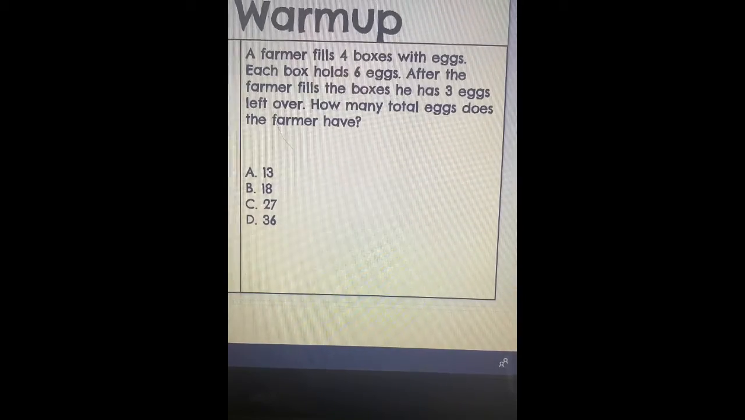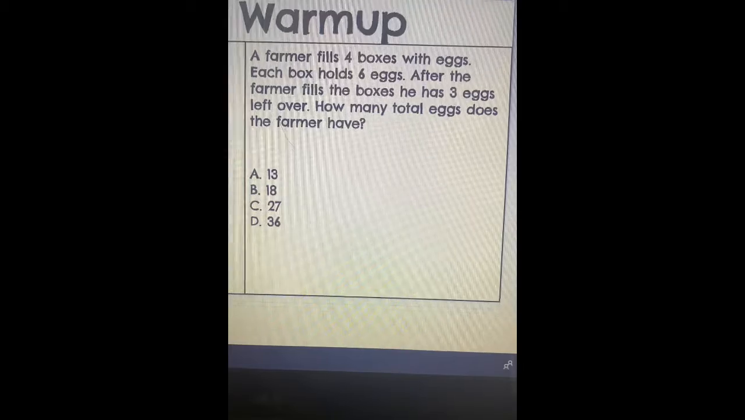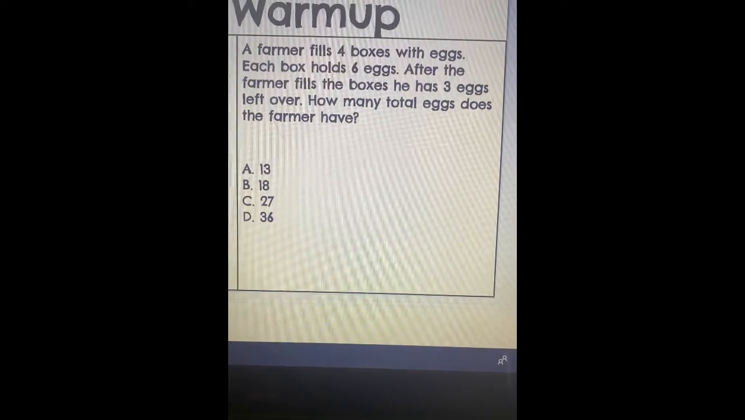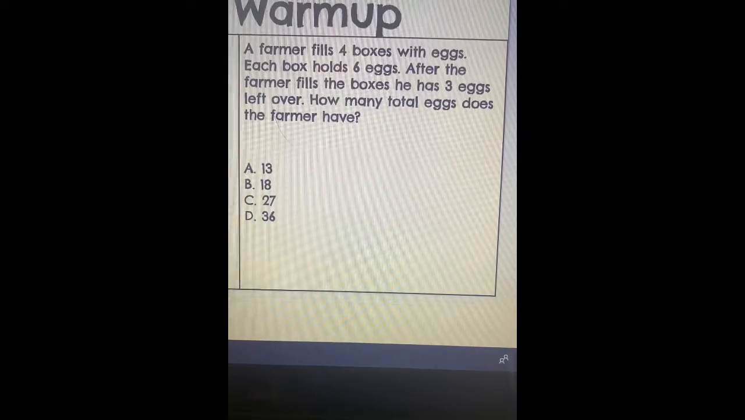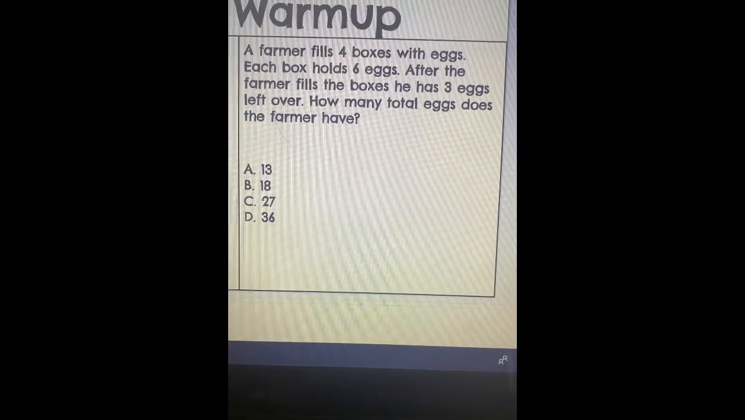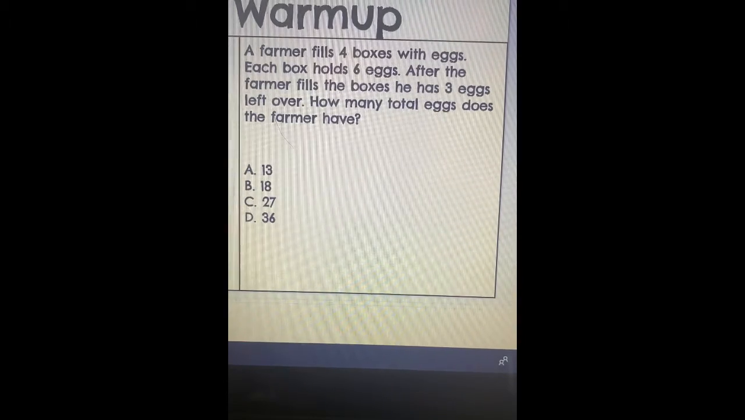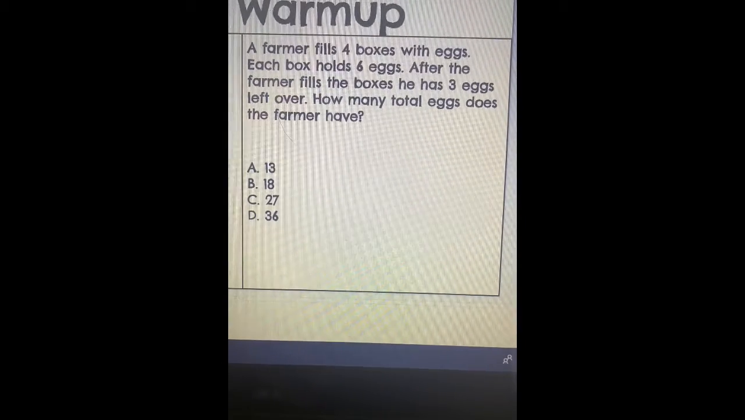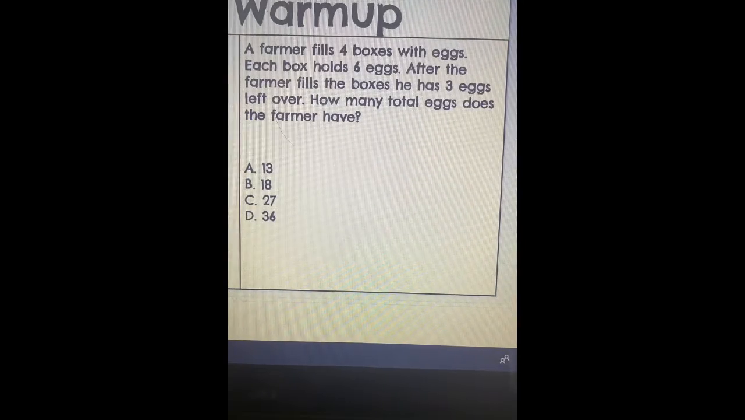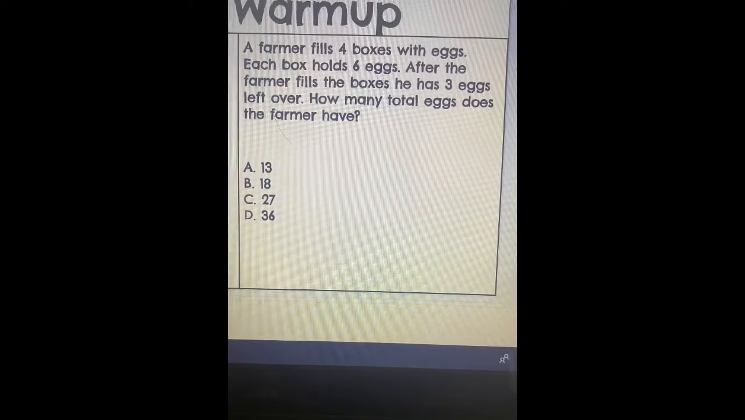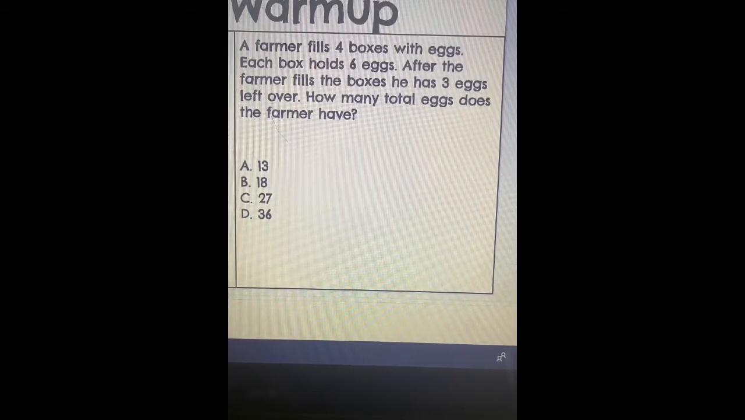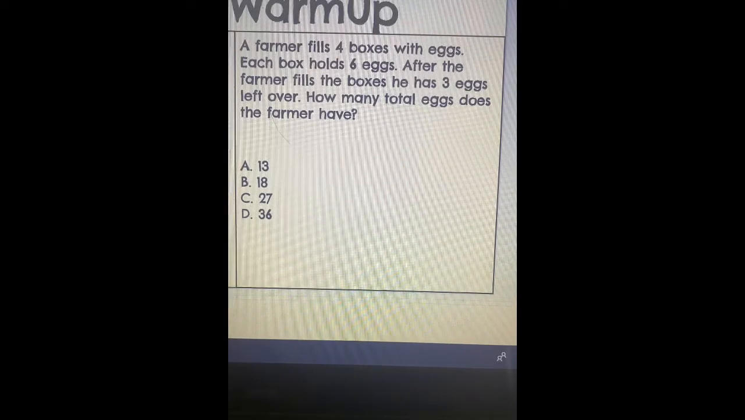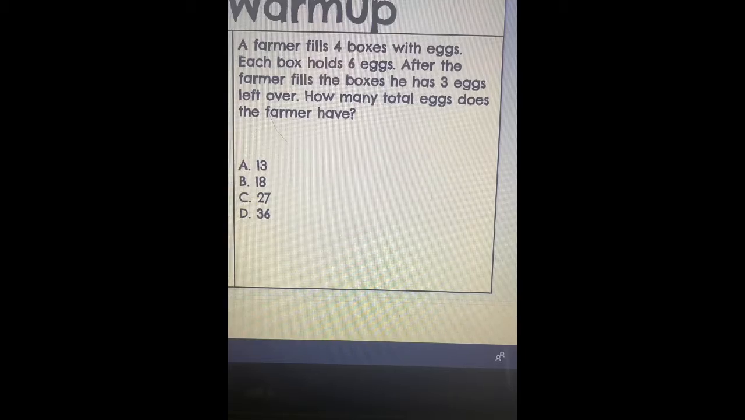You have about a minute left. A farmer fills 4 boxes with eggs. Each box holds 6 eggs. After the farmer fills the boxes, he has 3 eggs left over. How many total eggs does the farmer have? We have about 10 to 15 more seconds left.